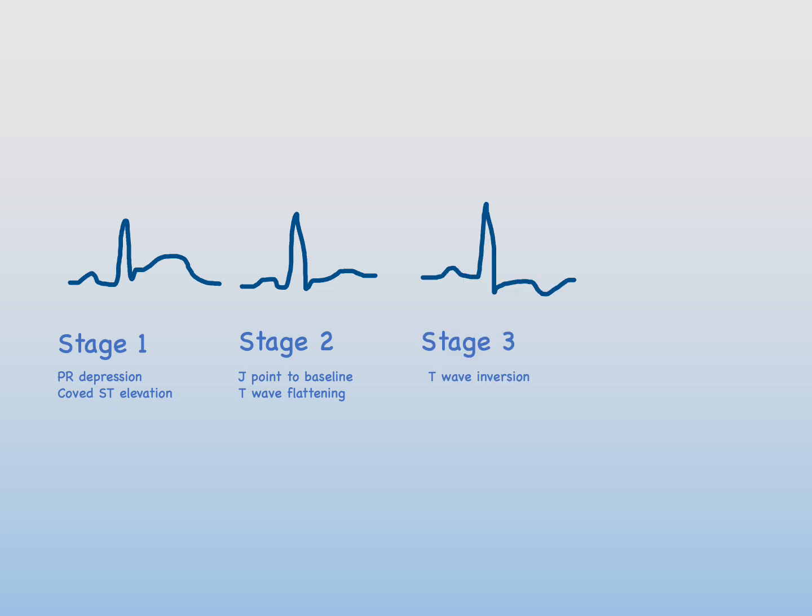So the first stage in pericarditis involves the diffuse concave ST segment elevation with PR depression. This evolves into a second stage where the ST segments return to the isoelectric line with flattening of the T waves. The third stage involves the diffuse inversion of the T waves, and in stage 4, generally they either normalize or in some cases there can be persistence of T-wave inversion.